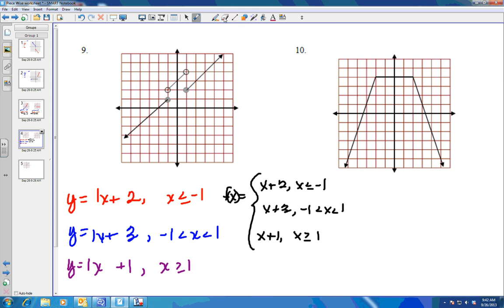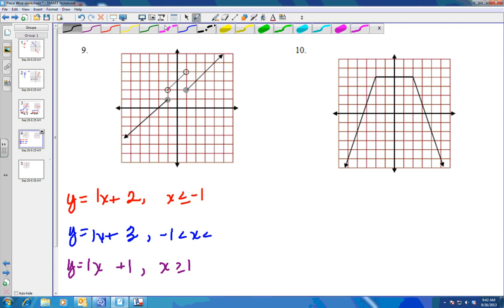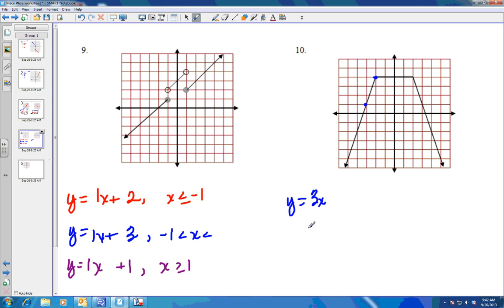Let me get rid of some of this so I can have room for number 10. All right, so number 10. Let's do this blue line first. Now this blue line is going to be a little different. Because we have to find out what our y-intercept would be, if I pick this point right here and this point right here, let's do our slope first because that's going to be easier. If I go from here up 3, 1, 2, 3 over 1, so I have a slope of 3.